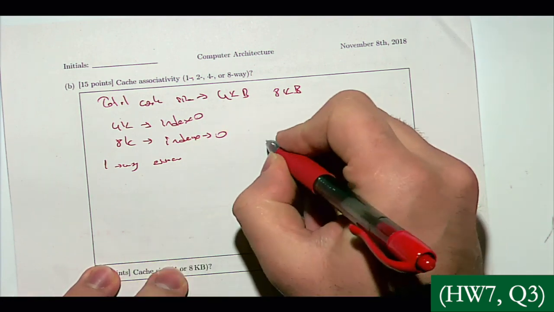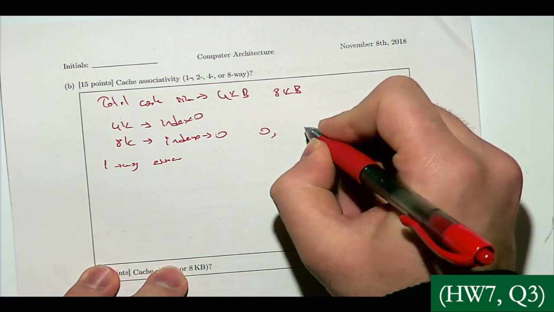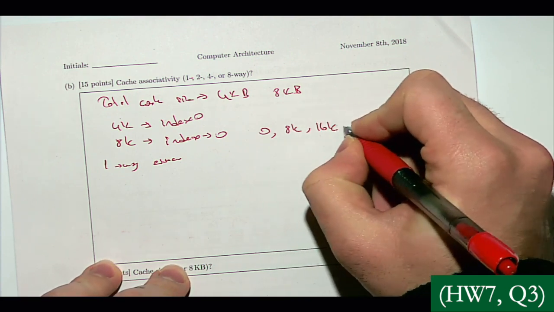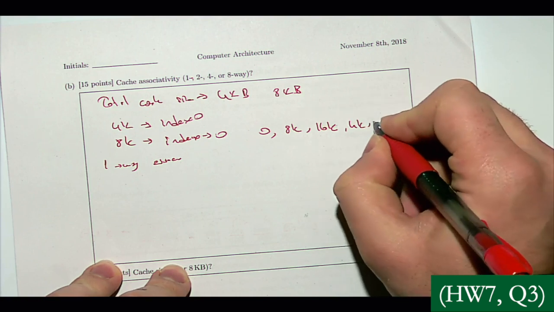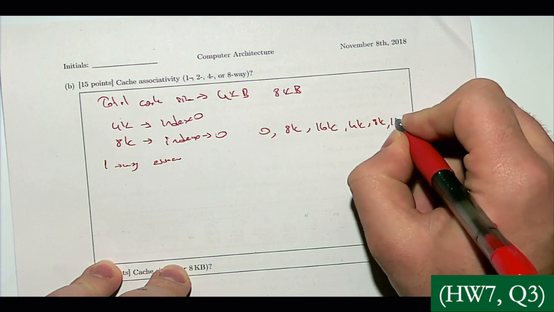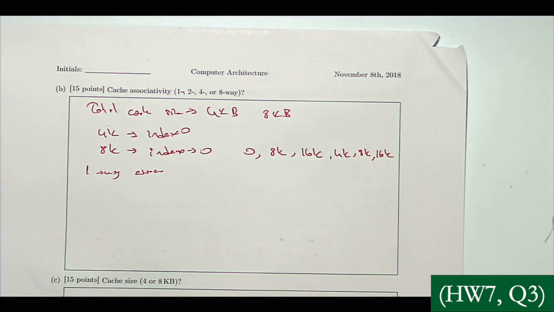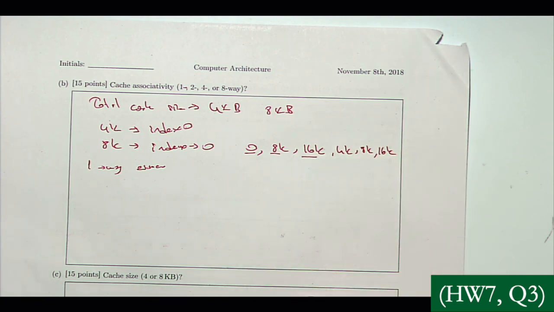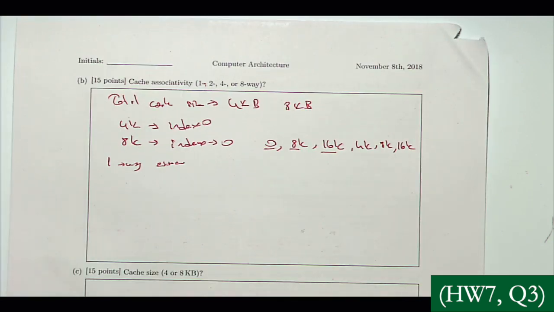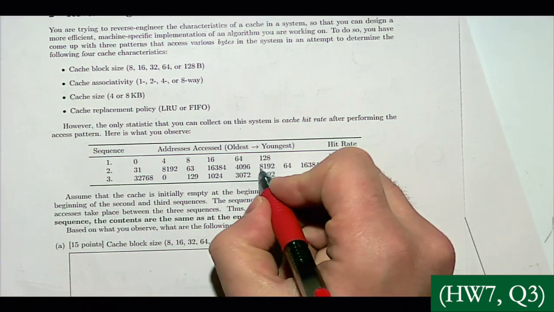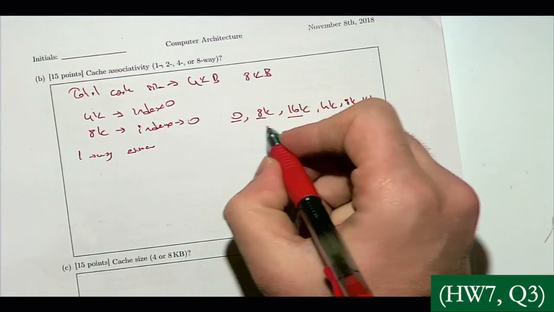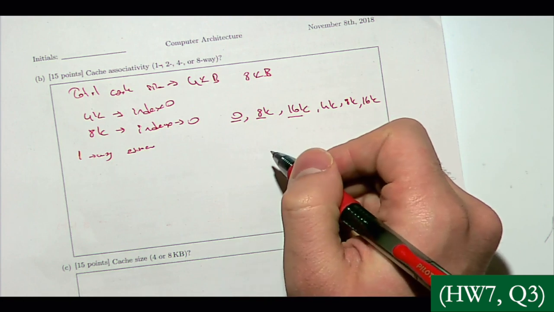So these are 0, I'm sorry, 8K, 16K, 4K, 8K, and 16K. All right. So if this was one-way associative, for each access we would be replacing the index block, right? But remember, those accesses need to be hits in order to have 5 hits. So it cannot be one-way, because those will be removed if it is one-way, right?